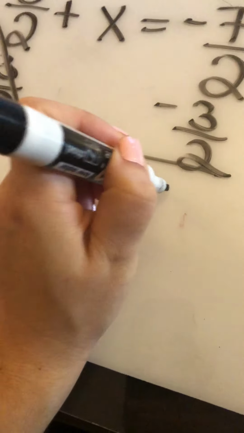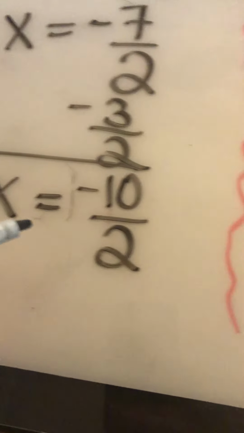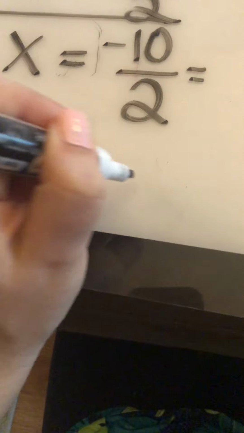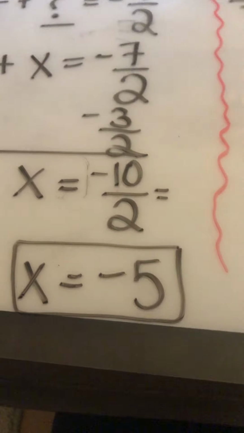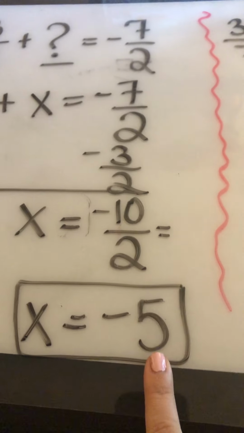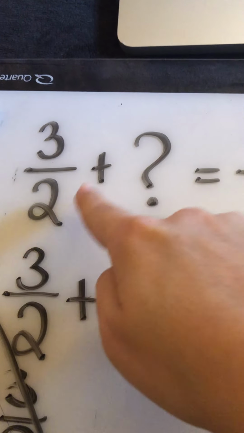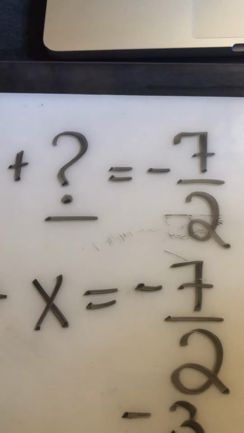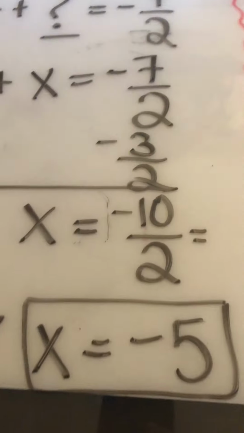And that answer is going to be -10/2. And then what you want to do is always simplify if possible. So -10/2 would simplify to x equals -5. Okay, so our solution would be -5. And then what you can do to check is take -5 and plug it back into where the question mark is. Do 3/2 plus -5 and make sure that you get -7/2. If you do, then you know that your solution is correct. If you don't, then I would go back and check your work again.